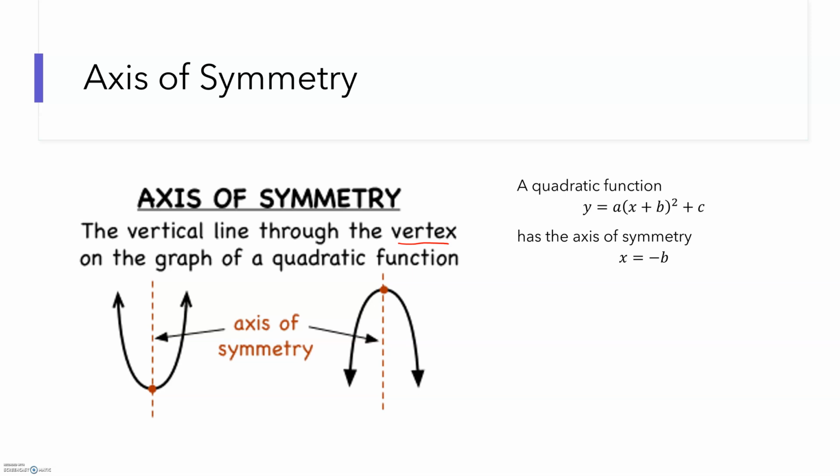Now, to find the axis of symmetry, we need to first identify the quadratic function and try to put it in the complete the square format. Notice it's in the bracket squared format. So if we have y equals a(x + b)² + c, then we have the axis of symmetry x equals -b. If we have a general form, we will need to simplify it and put it into the complete square format first. We'll look at how to do that.